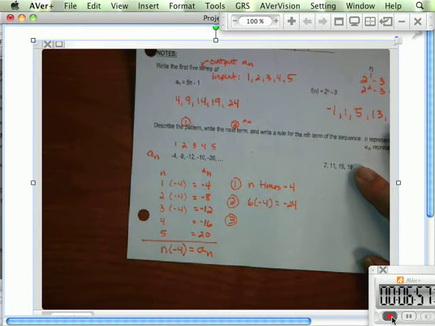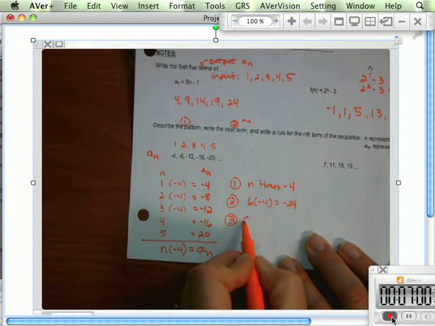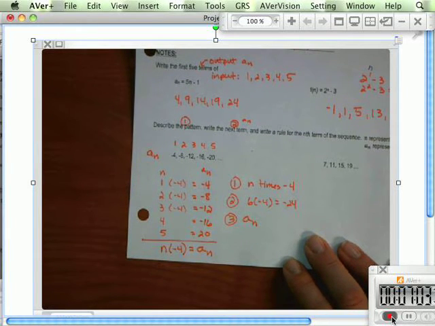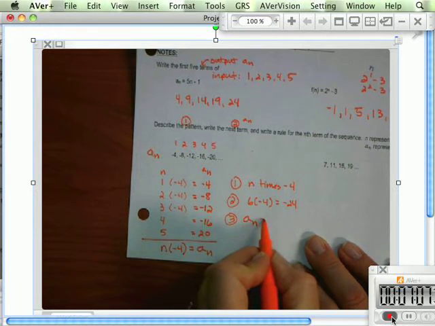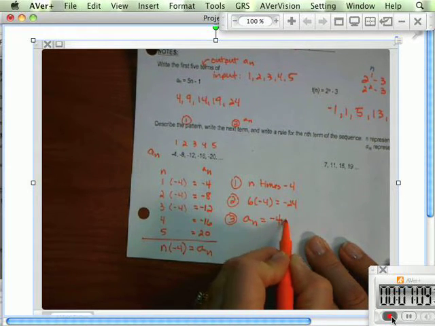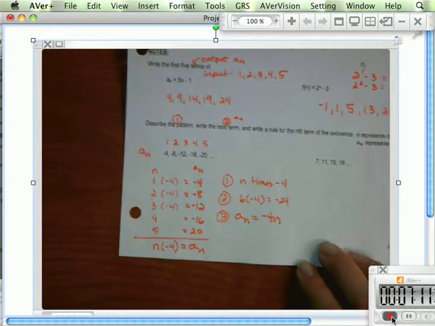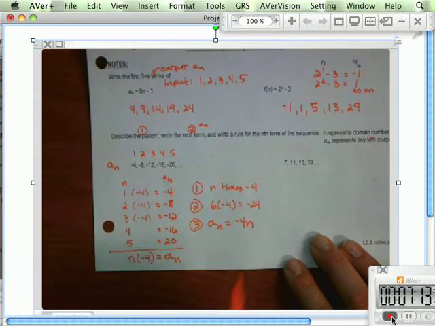And then the third one says write the function. Now the appropriate way to write this function, usually you'll see it with a of n on the outside, just like you used to see y equals mx plus b, y is always first. Same thing here. a of n equals negative 4n. And there's the rule. That's the third thing I had to do.